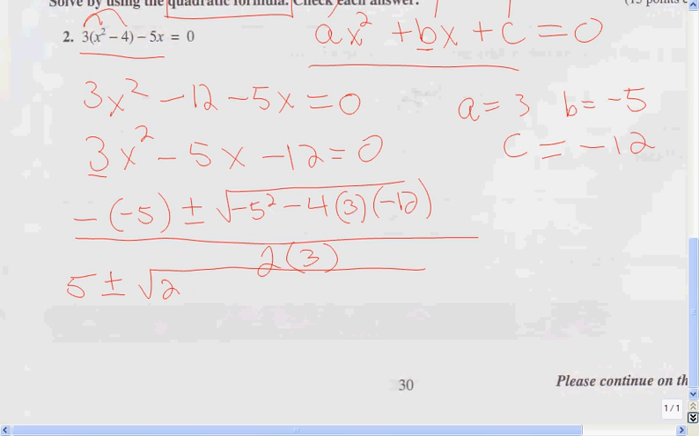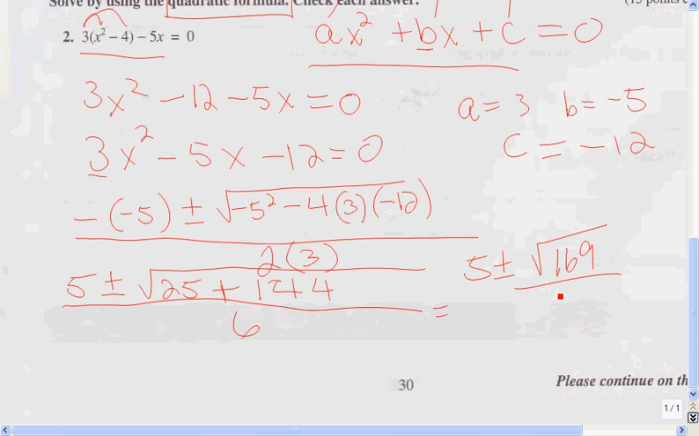negative 5 times negative 5 is positive 25. Negative 4 times 3 is a negative 12, and a negative 12 times a negative 12 equals 144, over 6. And that equals 5 plus or minus 144. I'm sorry, it's a positive 144, because negative 4 times 3 is a negative 12, and negative 12 times a negative 12 equals a positive 144. So positive 144 plus 25 equals 169 over 6.